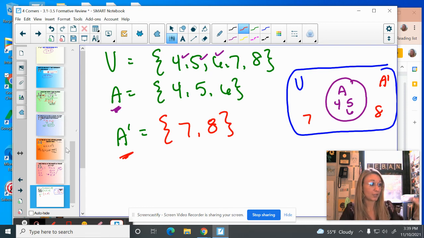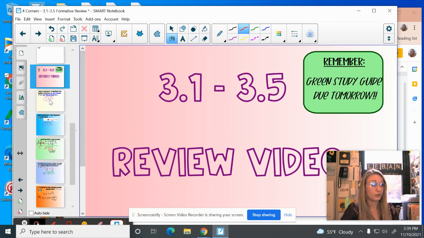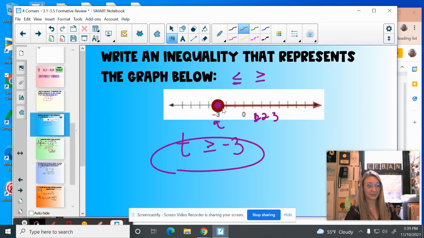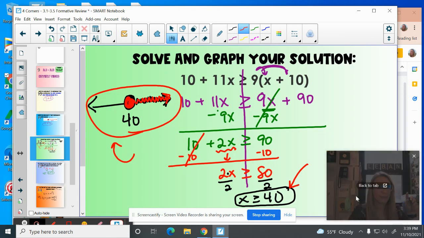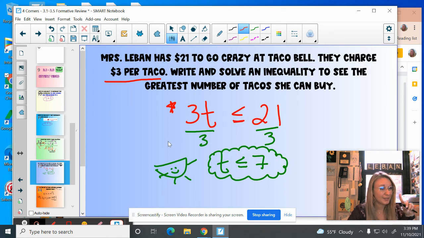Okay, so just a very, very quick recap. For your 3.1 to 3.5 formative, you will have to look at verbal expressions and write those as inequalities. You will have to look at graphs and write the inequality that represents the graph. You will have to solve many multi-step inequalities and graph their solutions. You'll have maybe 1 or 2 word problems, I can't remember, where you have to write an inequality that describes the situation and then also solve it in context.